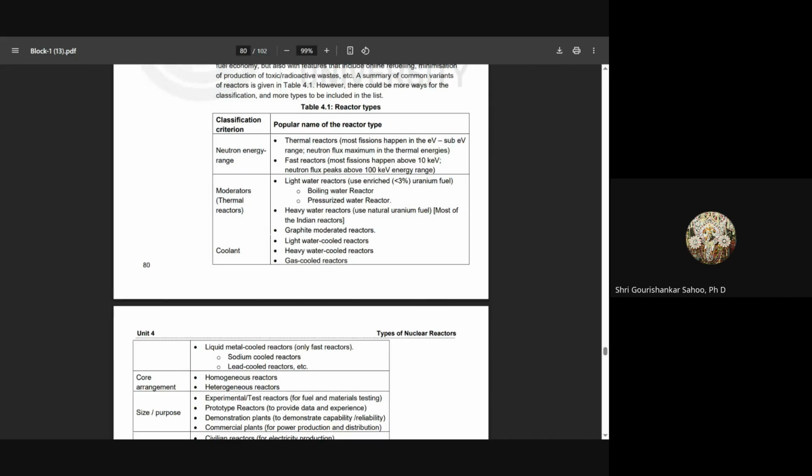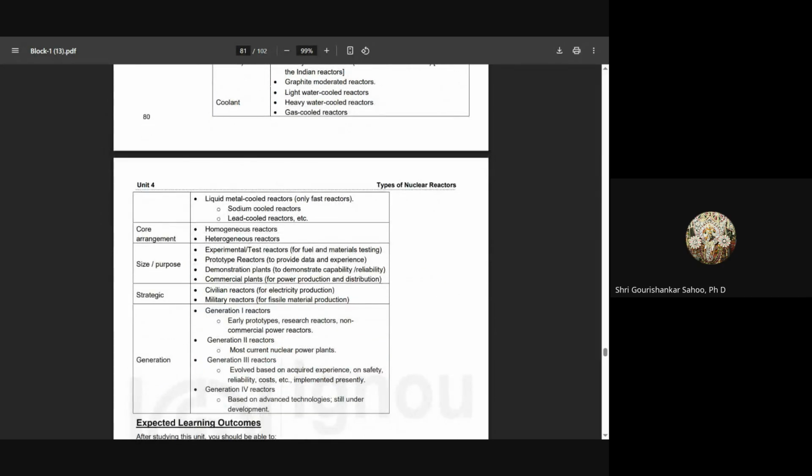So there are different types of nuclear reactors by neutron energy range: thermal reactors and fast reactors, which I have explained earlier. In thermal reactors, you have 1 eV or smaller neutron energy, and in fast reactors, 10 keV or 100 keV or more neutron energy. Moderators, core arrangement, size, and purpose are shown in tabular form on the screen. Then strategic: civilian reactors and military reactors. Civilian reactors are used for electricity production, and military reactors for fissile material production for atom bomb or nuclear bomb production. Then Generation 1 reactor, Generation 2, Generation 3, Generation 4.